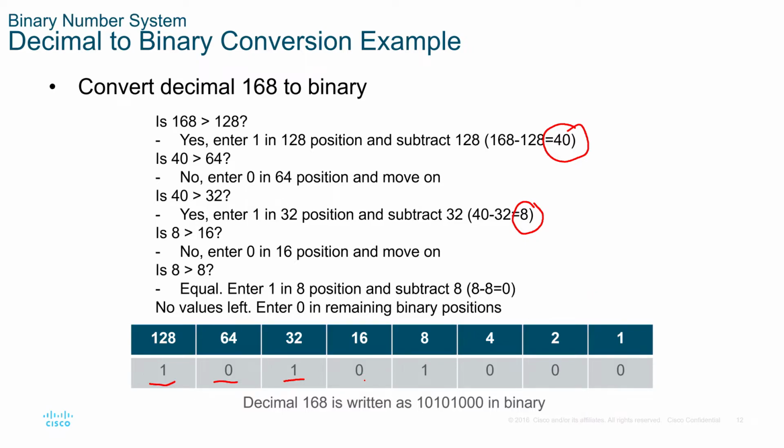I cannot subtract the 16, so that becomes a 0. I can subtract the 8, so that column becomes a 1. And I subtract 8 from my 8, leaving me with a remainder of 0. So all remaining bits to the right are now zeros.